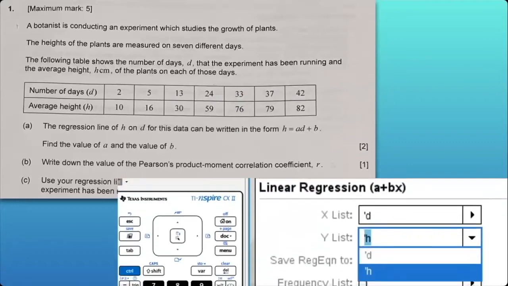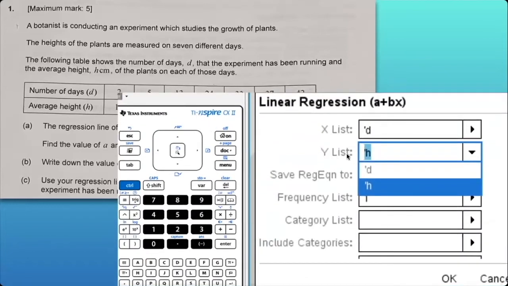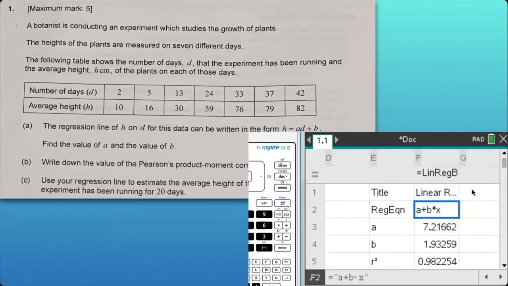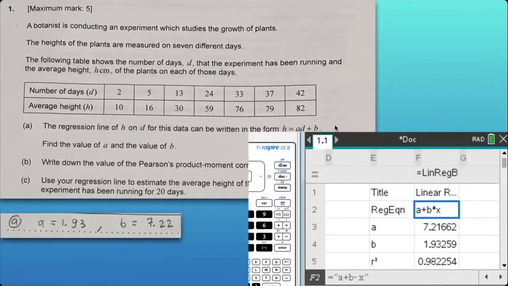And then you do the same thing for Y list. So choose H. And after that, the calculator will show you the result in this form, A plus BX. In the question, this is the form. Let's take a look at B. B is not attached to any variable, so B is just the same as A. Therefore, that B is equal to 7.22 in 3 significant figures.